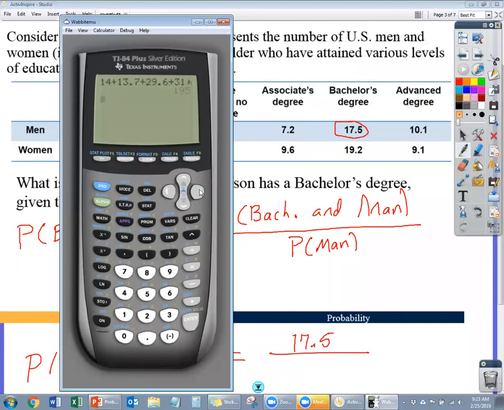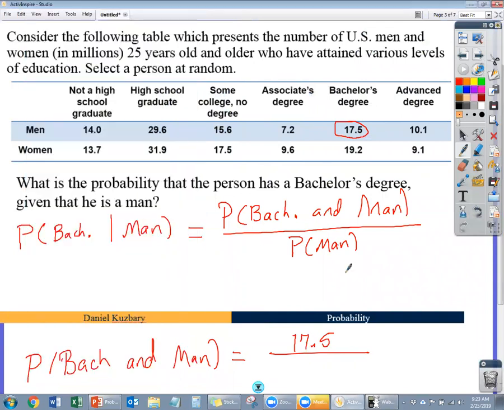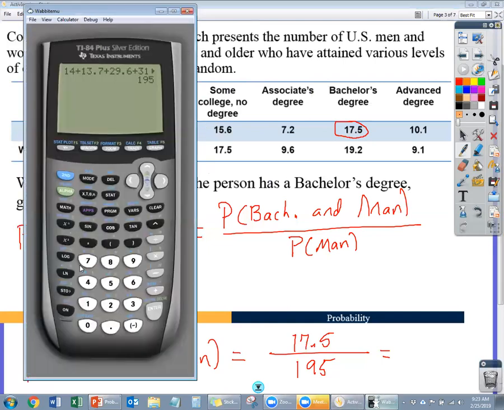This will be my N. When I add all these numbers up, I get 195 million people in the sample. So that's going to be my N that I divide by, 195. And so now I can compute the probability that I randomly pick some person from this group and their highest degree is a bachelor's degree and they're also a man. And that's going to be 0.0897.